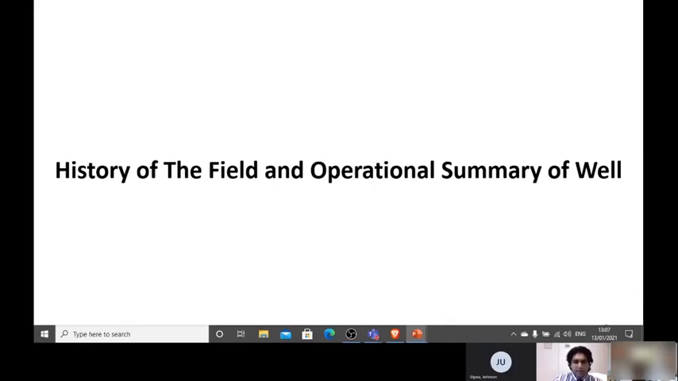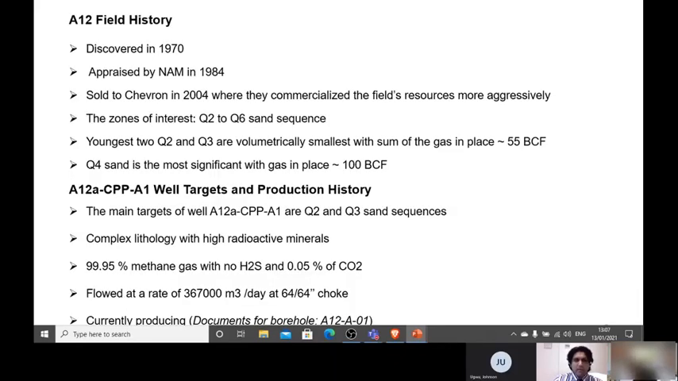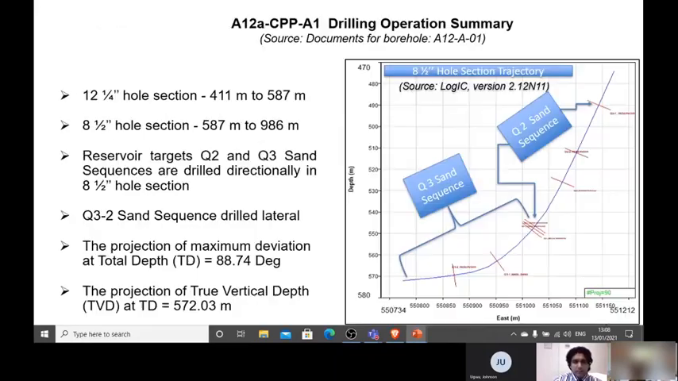History of the field and operational summary of the well. The history of the A12 field involves its discovery in 1970 to full commercialization by Chevron in 2004. The main targets are Q2 to Q6 sand sequences. Q2 and Q3 sand sequences are main targets of A12A CPP-A1 well, which have 99.95% of methane gas. The well is currently producing.